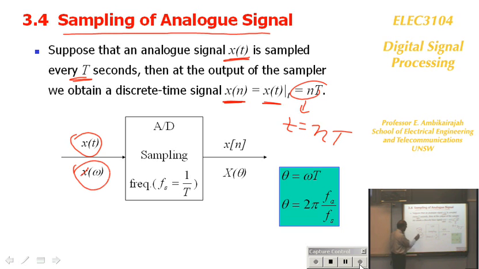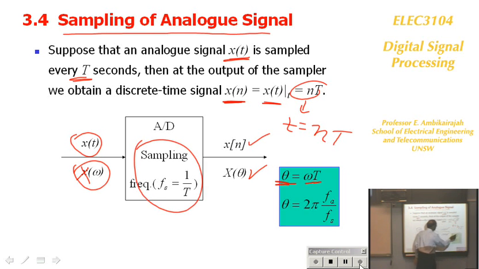This should be capital X, not small x. There are errors there. And if small x then it's X theta. That's for digital spectrum. We looked at it before. And this way A to D convert to sampling, and 1 over T is the sampling period. Theta is related to analog signal omega by the sampling period.